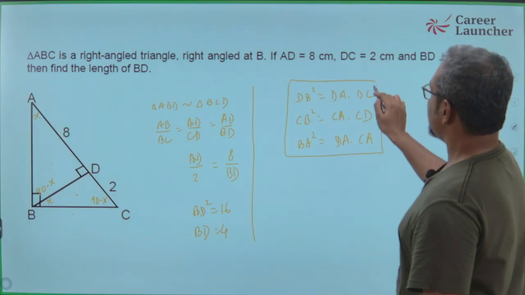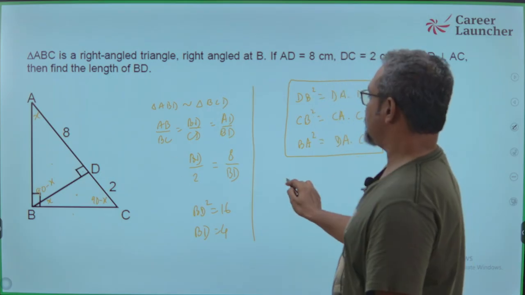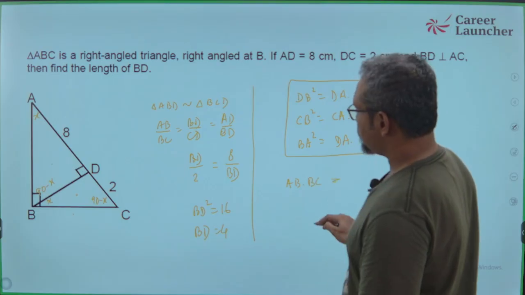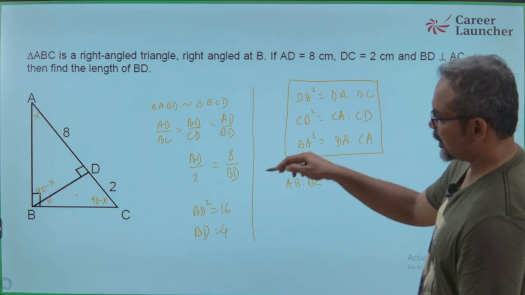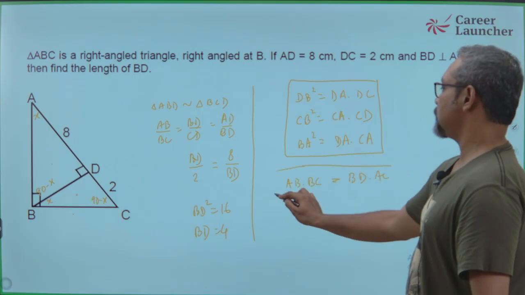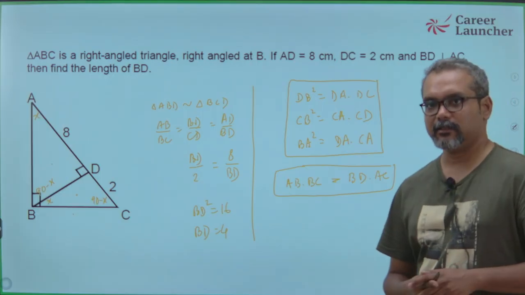Another relation that comes out is equating area. So, half times AB times BC is half times AC times BD, and we cancel out the half. This also is there. So, it's worth remembering these four things in a right angle triangle.